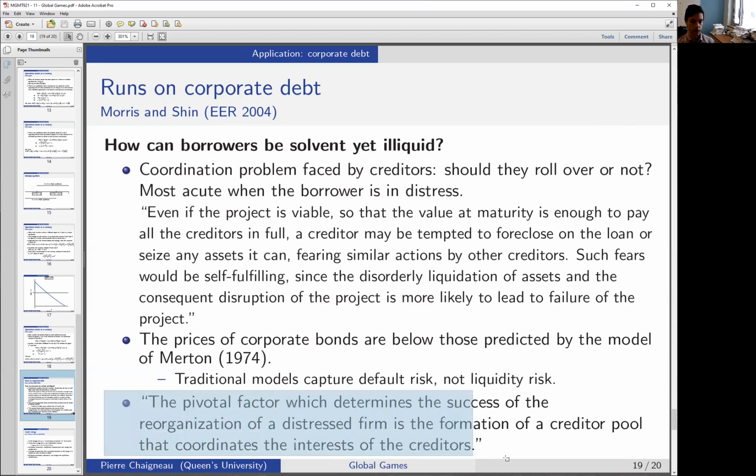And so this is why whenever a firm is facing illiquidity, whenever a firm is distressed, what's really important is to coordinate the interests of creditors. So for example, Morris and Shin here mentioned the creation of a creditor pool such that creditors will hopefully coordinate on the best outcome from their perspective, which would be that all of them roll over their funding. You want to avoid a coordination failure in which all creditors are going to withdraw their funding from the firm. That would precipitate a bankruptcy that could otherwise have been avoided.